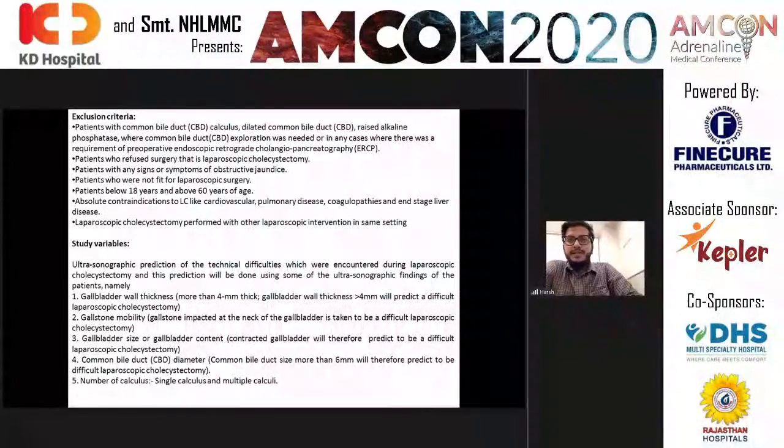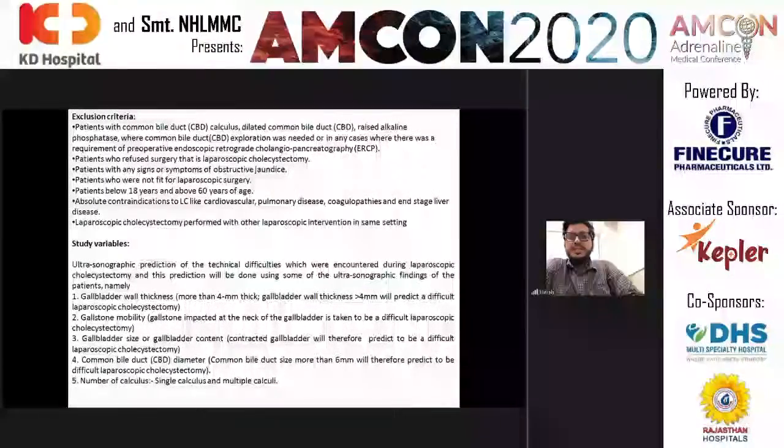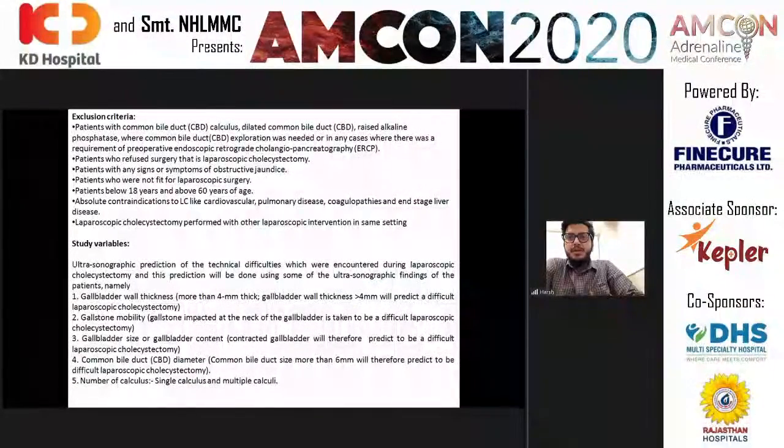Exclusion criteria. Patients with CBD calculi, dilated CBD, raised alkaline phosphatase, where CBD exploration was needed, were excluded, and those requiring preoperative ERCP. The patient who refused surgery, that is laparoscopic cholecystectomy. The patient with any signs and symptoms of obstructive jaundice. Patients who are not fit for laparoscopic cholecystectomy. Patients below 18 years and above 60 years are excluded. Absolute contraindications like cardiovascular disease, pulmonary disease, coagulopathies, and end-stage liver disease were excluded. Laparoscopic cholecystectomy performed with other laparoscopic intervention in the same setting.